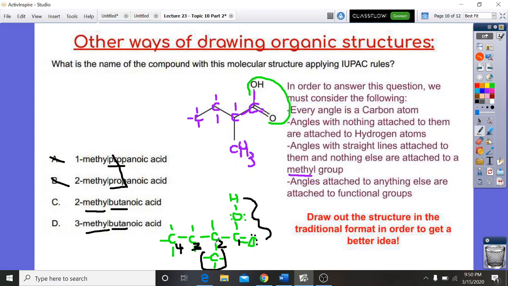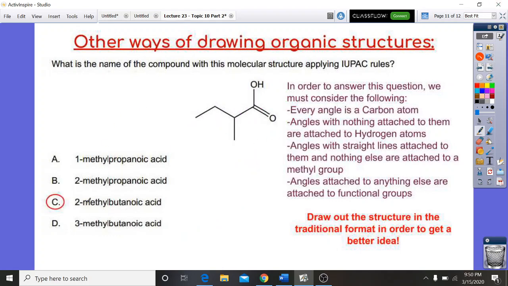Meaning we have 2-methyl butanoic acid. 2-methyl butanoic acid. Bada bing! 2-methyl butanoic acid.